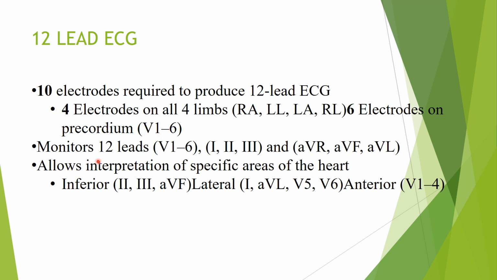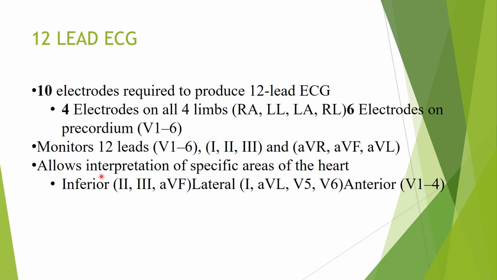And it monitors 12 leads, that is V1 to V6, and leads 1, 2, 3, which are the bipolar leads or the standard limb leads. Then AVR, AVF, AVL are the unipolar leads, also known as the augmented leads. So AVR means augmented vector right, AVF means augmented vector foot, and AVL means augmented vector left.